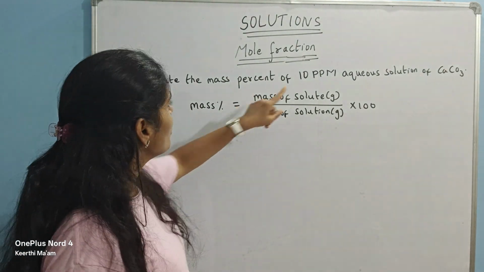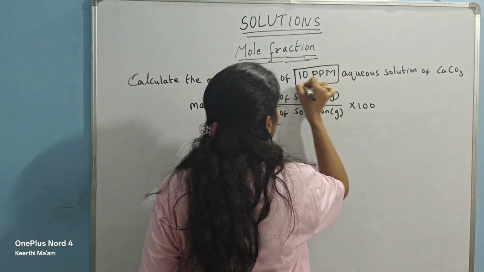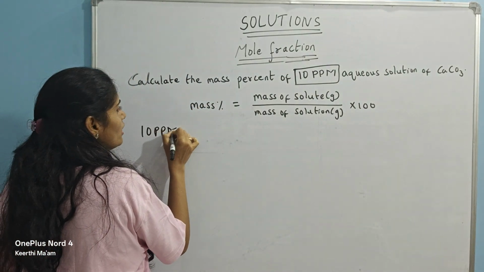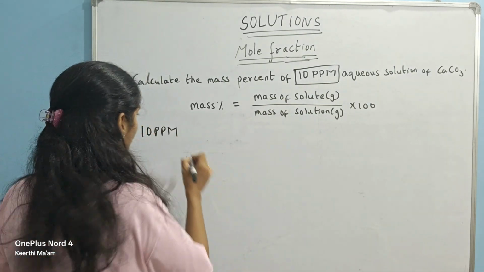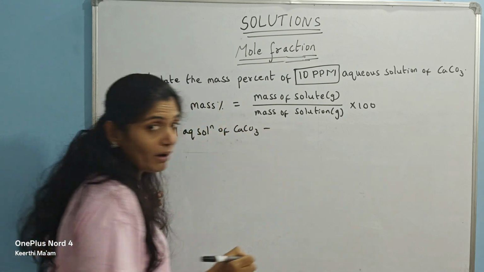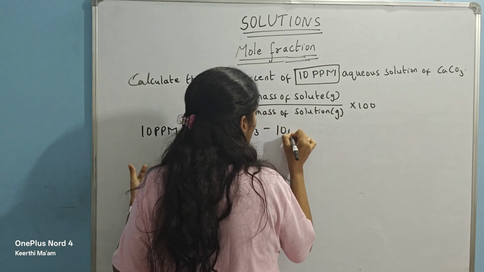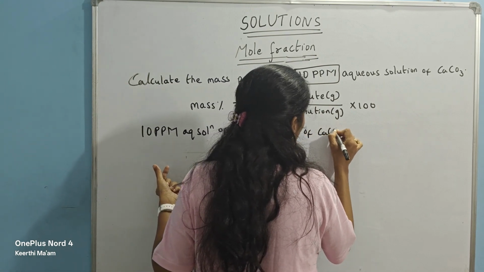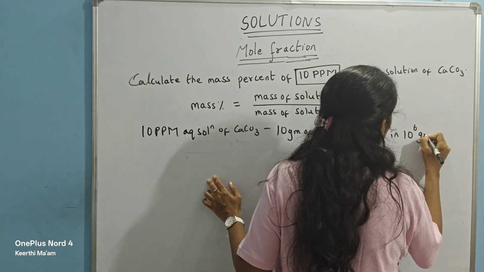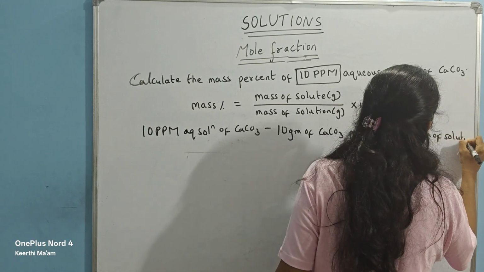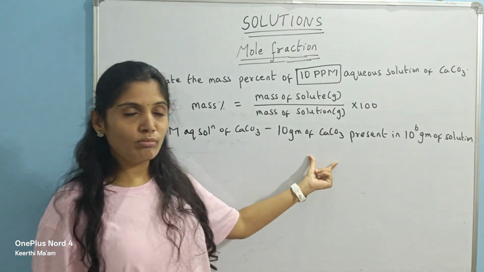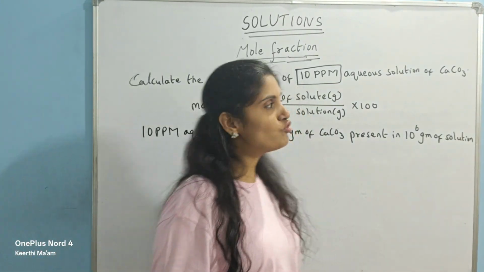Now, do we have enough data? We have been given a 10 ppm aqueous solution of calcium carbonate, so let us try to expand this and get some information. I told you how to expand this: 10 grams of calcium carbonate present in, as it is ppm, 10 to the power of 6 grams of solution. If it was ppb, I would have written 10 to the power of 9. As it is ppm, 10 grams of calcium carbonate present in 10 to the power of 6 grams of solution.